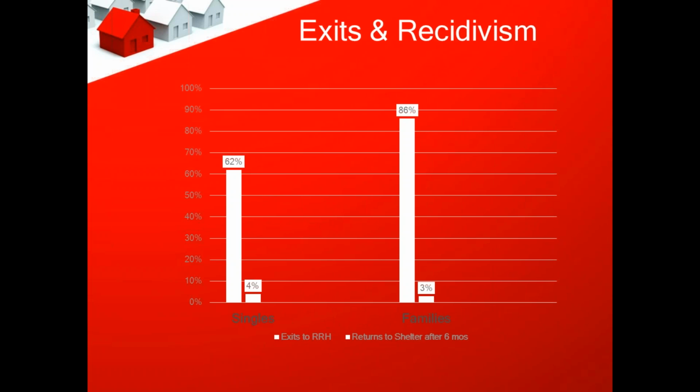Exits and recidivism. Again, we found that one of the things we were great at doing, we could house people, but we were not so good at preventing people from recycling back through the shelter. This slide shows our recidivism over the course of the year after the end of the challenge. Of the 62% of singles who exited from shelter, only 4% returned to shelter 6 months after their exit. And for families, 86% exited to permanent housing and 3% returned to the shelter 6 months following their shelter stay.